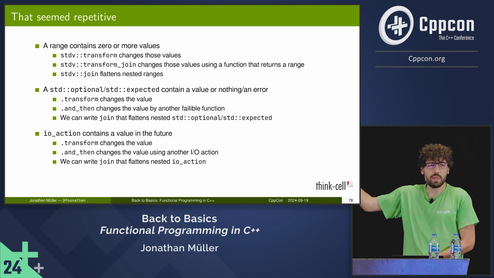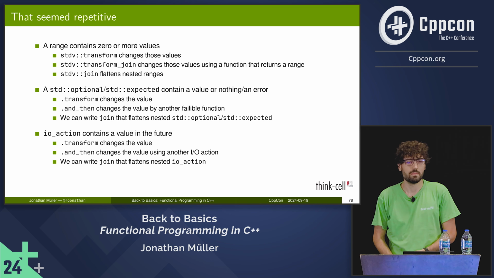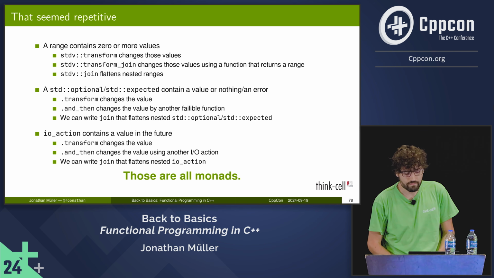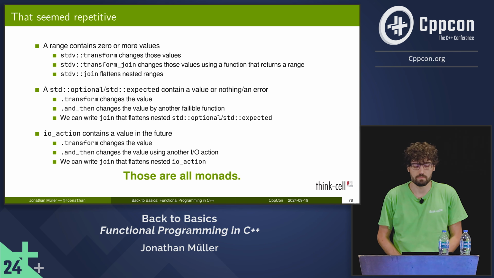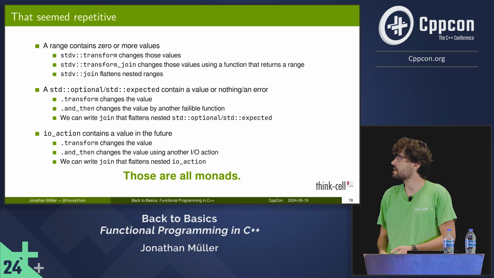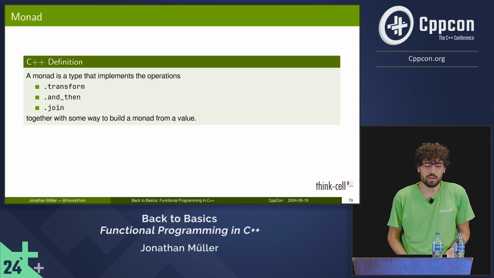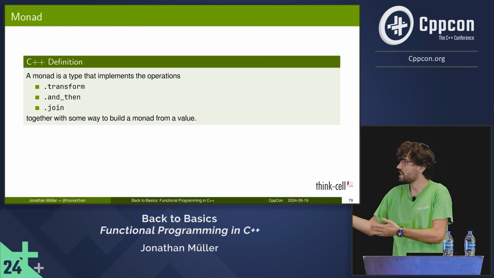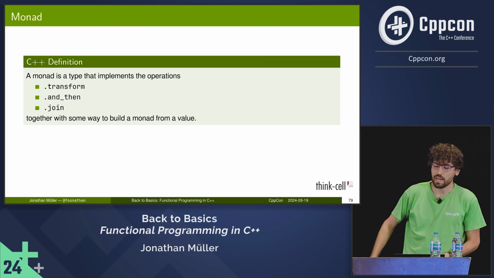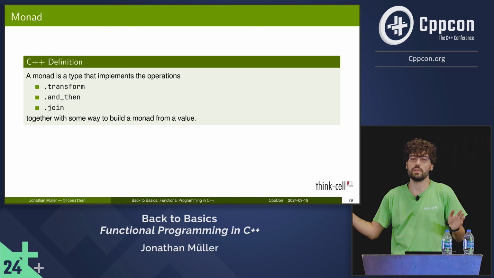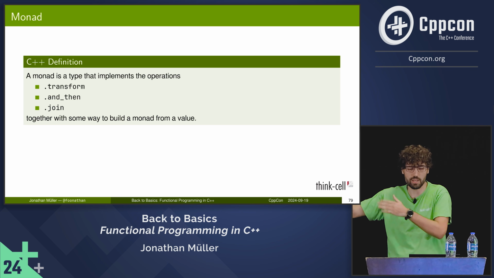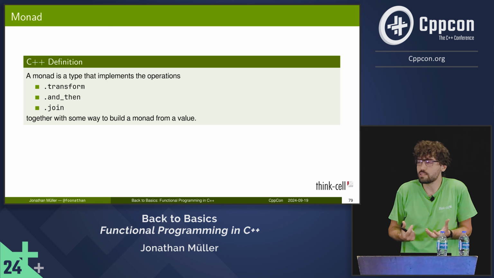Those are all kind of the same thing, and this is because they are all monads. Each one of those is a monad. People say monad is this incredibly complicated thing, but it's not really. A monad is just something that has a transform and then and a join. And then you need something to put a value in there, and there is some relationship between transform and then, but you can figure that out. And then is just transform and join, for example. So when you implement it, you need to respect that. But that's all there is to a monad.